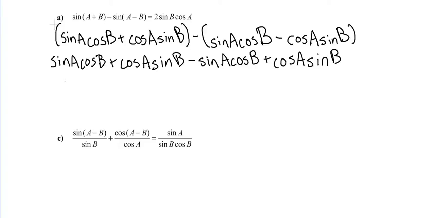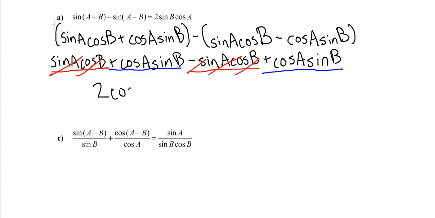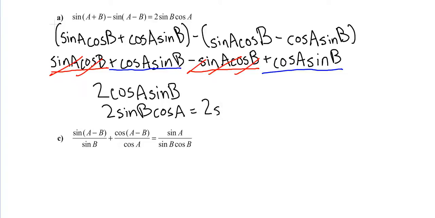Okay, so we have this, now I'm going to look. You've got this sine A cos B over here, and then you have your minus sine A cos B over here. So these two are going to cancel. And then you have your plus cos A sine B over here, and your plus cos A sine B over here. So those two are going to be 2 cos A sine B, which is the same as 2 sine B cos A, and that's the same as the other side, 2 sine B cos A. Nice. So that one is pretty routine.